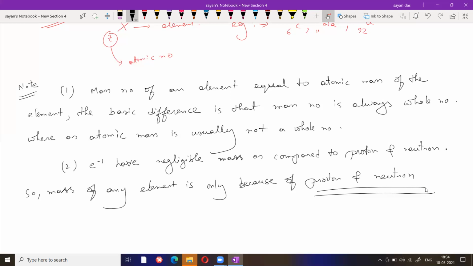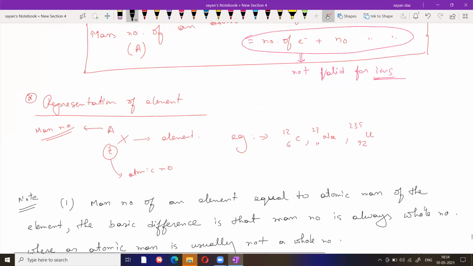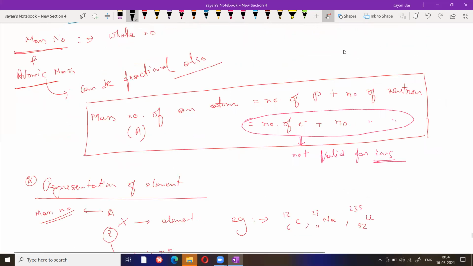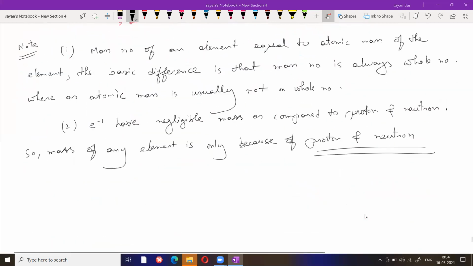Any doubt regarding this part? Up to that part, is there any doubt? Do you have any doubt regarding today's class? Please tell me.